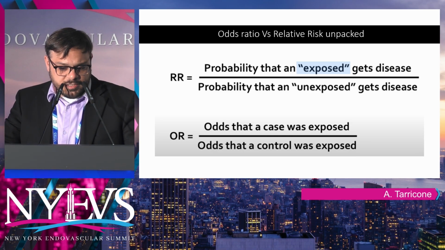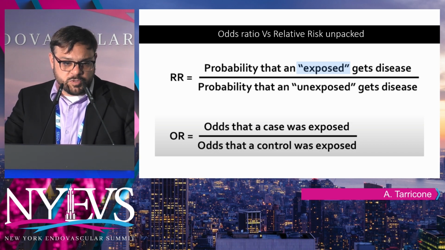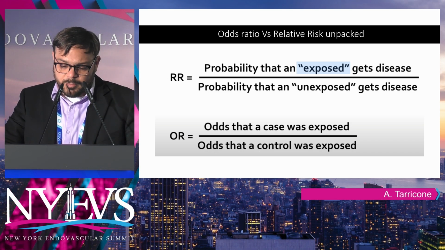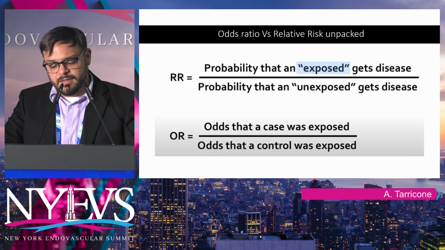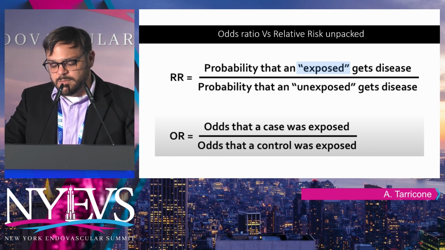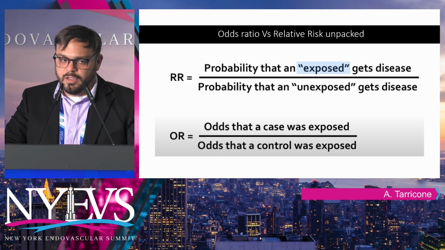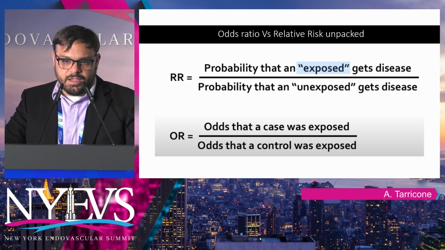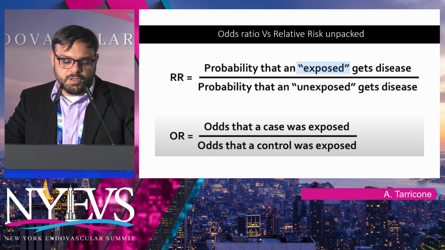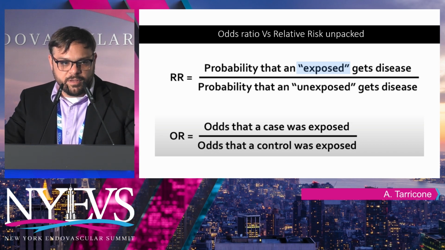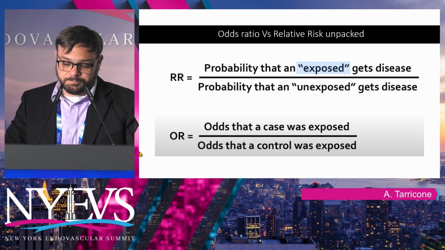So relative risk is the probability that an exposed person gets the disease over the probability that an unexposed person gets the disease. And the odds ratio is the odds that a case was exposed versus the odds that a control was exposed. Seems very similar, and we're going to go over when to use which, when it's appropriate, and how odds ratio can be a little bit exaggerative.